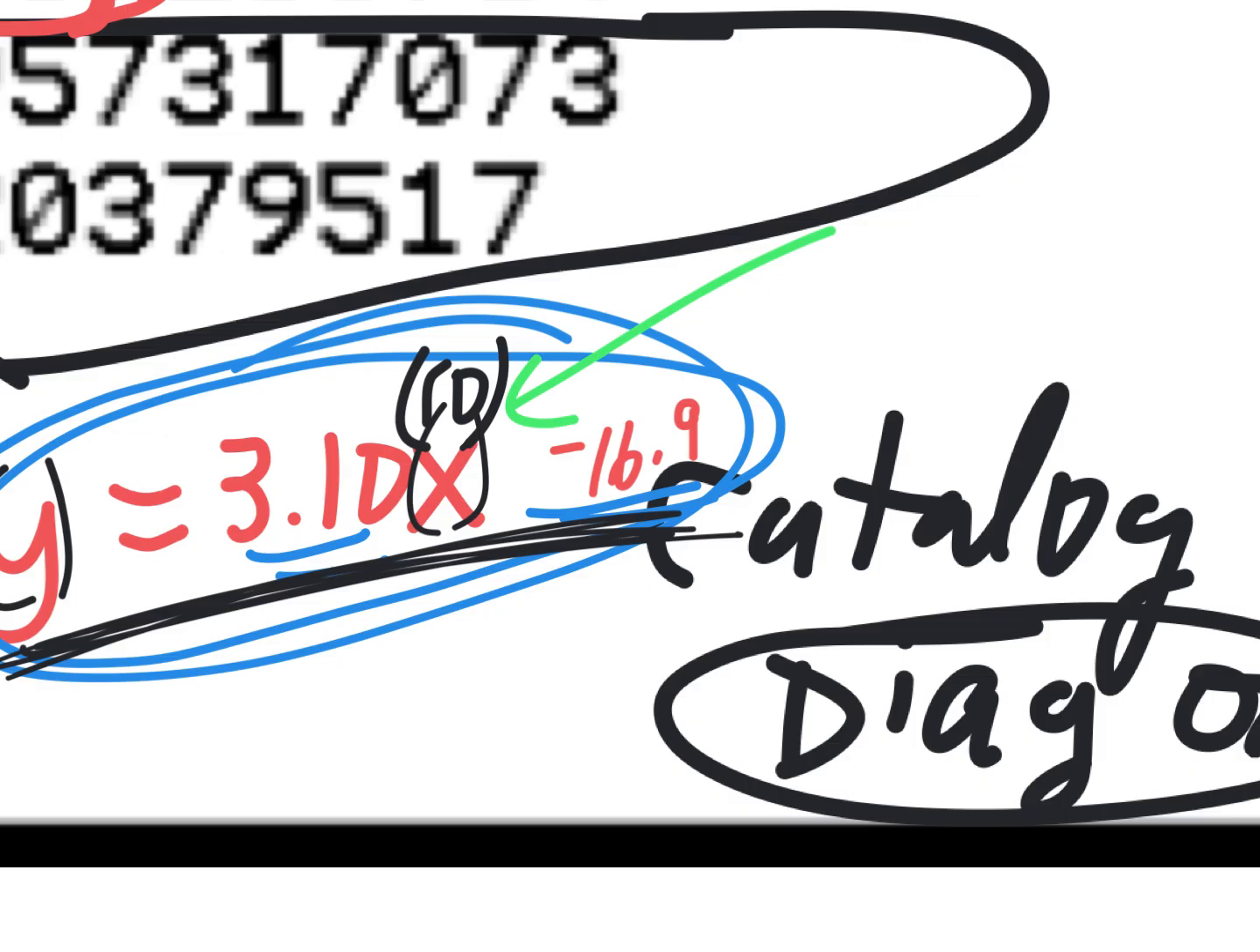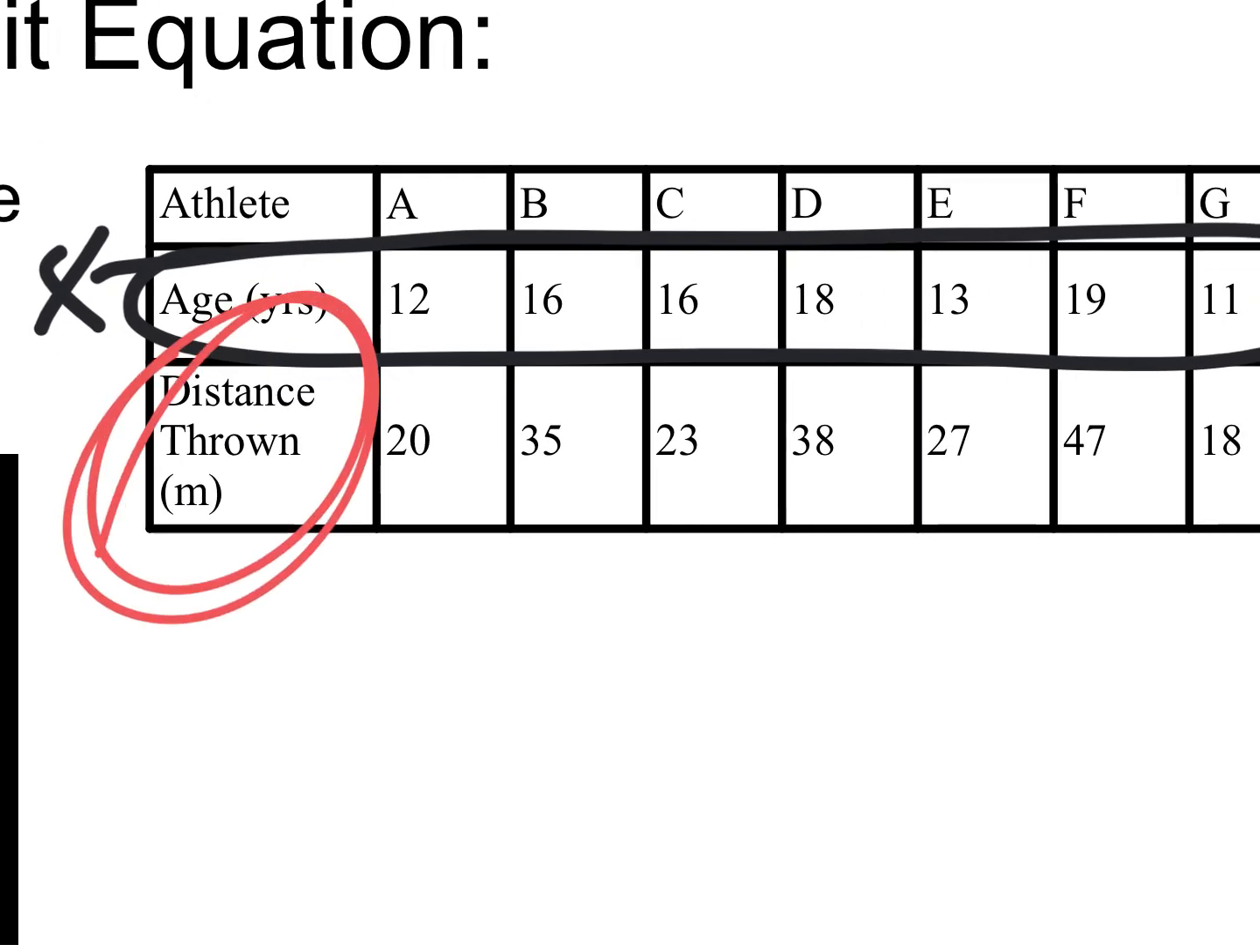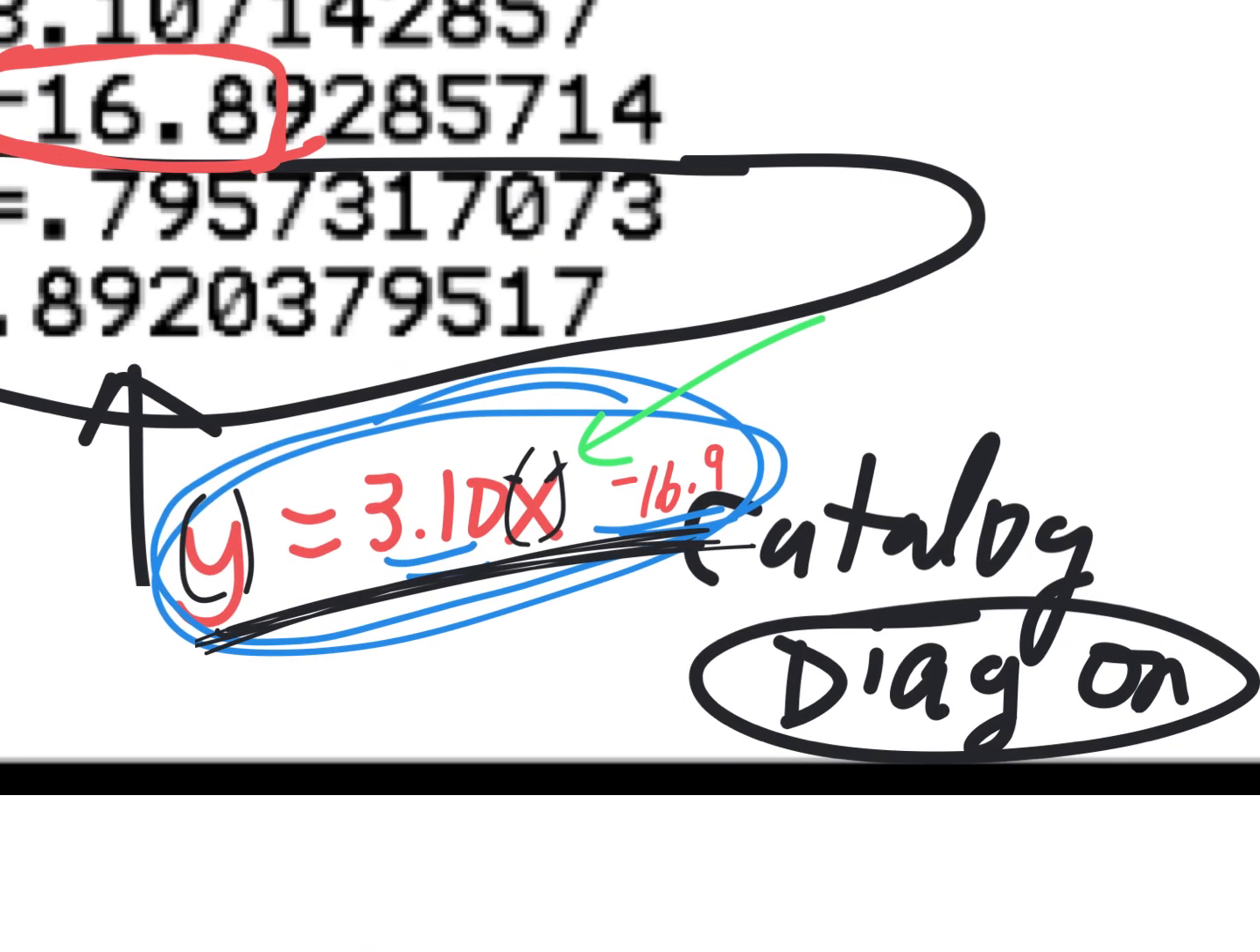What's the only other place you could put it if it wasn't going to go in for X? Y. And in that case, they would be giving you a distance thrown. So if they gave you a distance thrown, like the kid threw it 50 meters, well, then you put a 50 right there, and you could solve it.